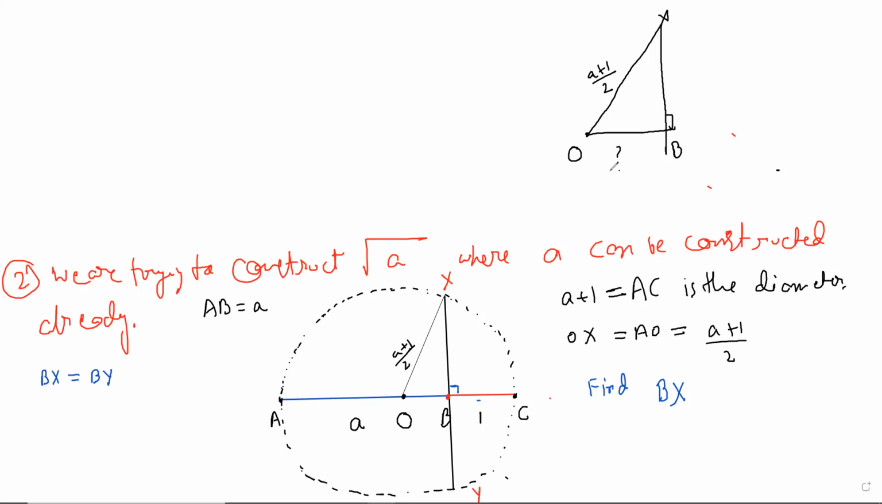Okay, do we know OB? We should know, right? OB, because we know AB and we know AO. So OB is just the difference, right? OB is just the difference. So OB would be A minus (A plus 1) by 2. Right? That's what it is. So what do we get? We get (2A minus 1) by 2, that is (A minus 1) by 2.